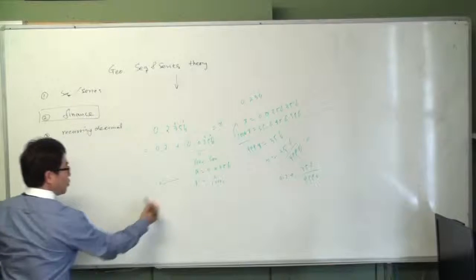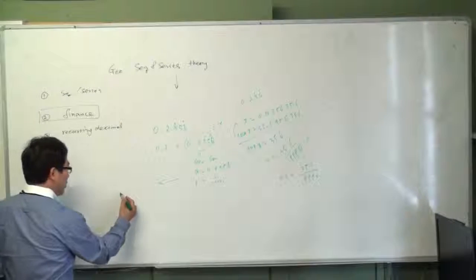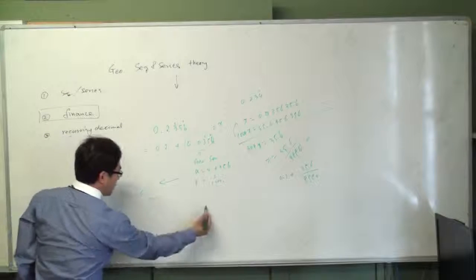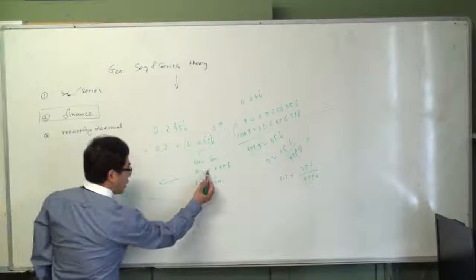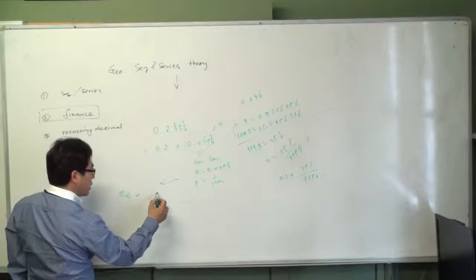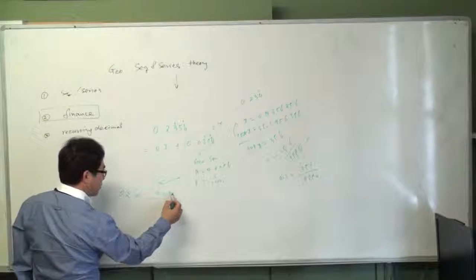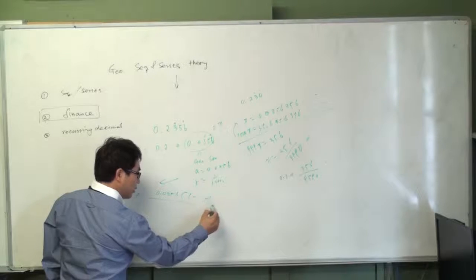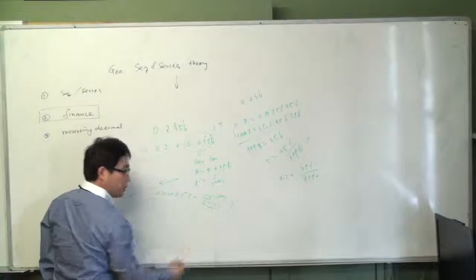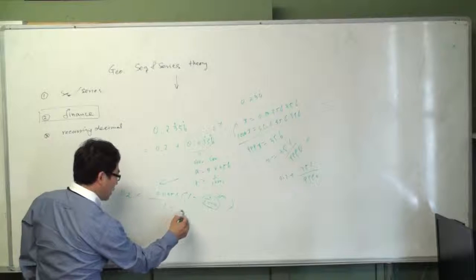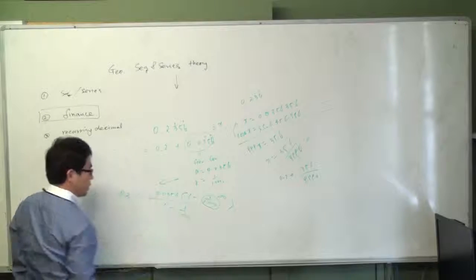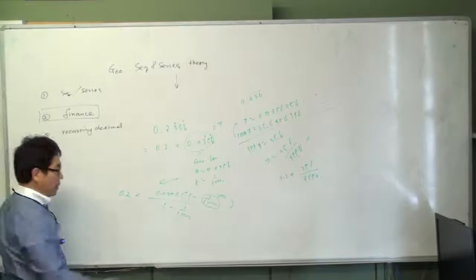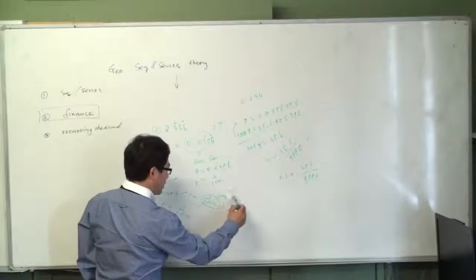Then, do you get the same answer by using the formula? In this case, A is 0.0356. 1 minus, what's R? Thousandth. Infinite. 1 minus 1,000. Then you get the same answer.